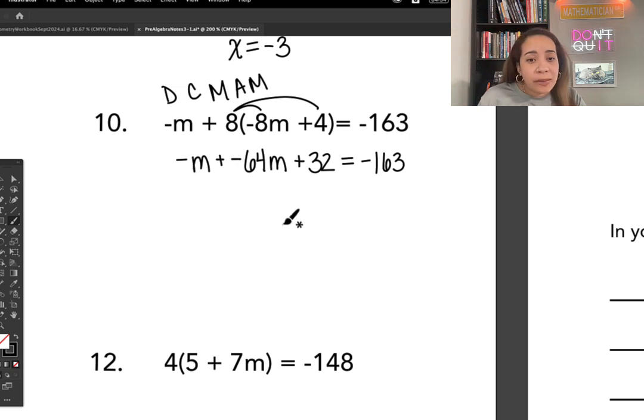So now that I've distributed, I'm going to look for our next step. C stands for combine like terms, and I do see some pieces that look alike. I've got a negative m and a negative 64m. So when I think through this, it's like an invisible 1, so I'm really doing negative 1 plus negative 64.